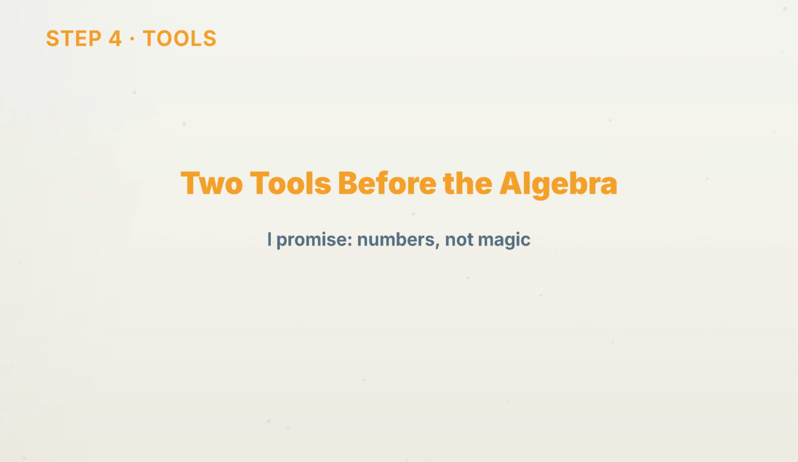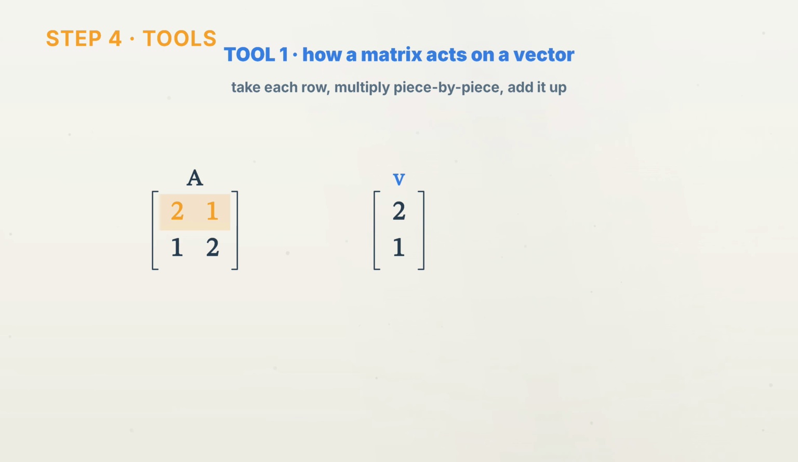Everything so far was pictures. Now the arithmetic behind them, 2 tiny tools. And I promise, numbers, not magic. Tool 1, how a matrix acts on a vector. Take each row, multiply piece by piece, then add it up. Here's our A, [2, 1; 1, 2], and V equals (2, 1). 2 times 2 plus 1 times 1, 5. 1 times 2 plus 2 times 1, 4. So A sends (2, 1) to (5, 4).